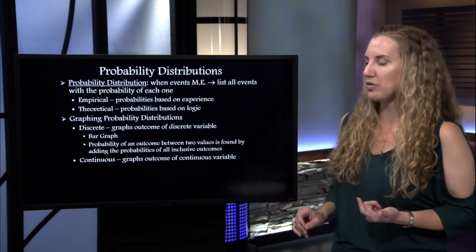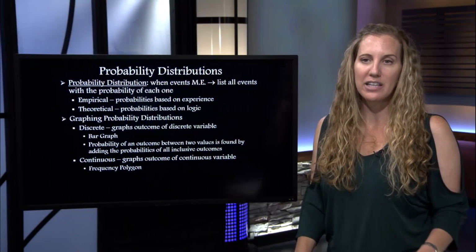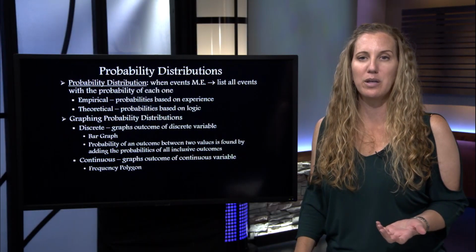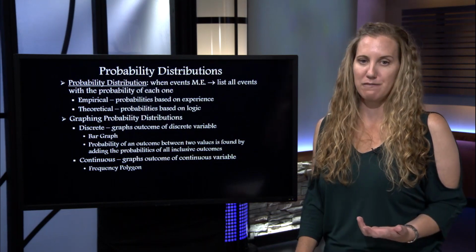Then we have the continuous variable. So a discrete probability distribution graphs the outcome of a discrete variable, but a continuous probability distribution is going to graph the outcome of any continuous variable. If you can figure out a continuous variable, you can graph it. This is not going to be a bar graph though. This is going to be a frequency polygon. So instead of using a bar graph, now we're going to use a frequency polygon because we're dealing with a continuous variable. But because of that, it gets a little bit trickier.